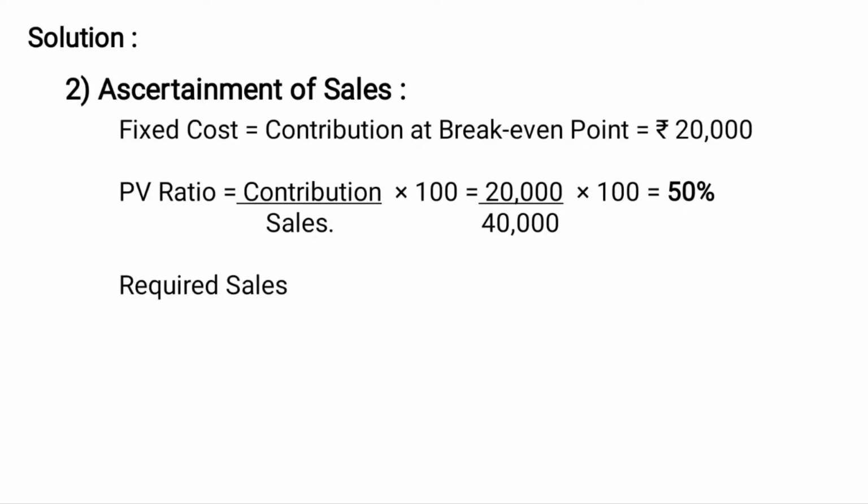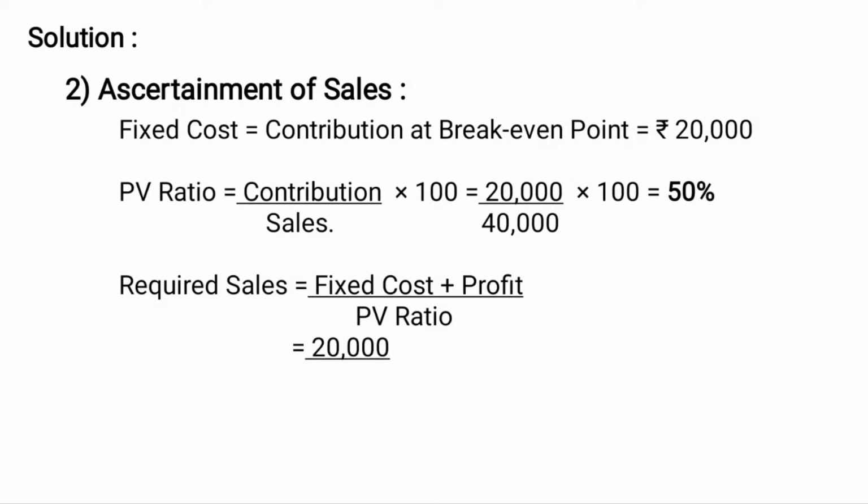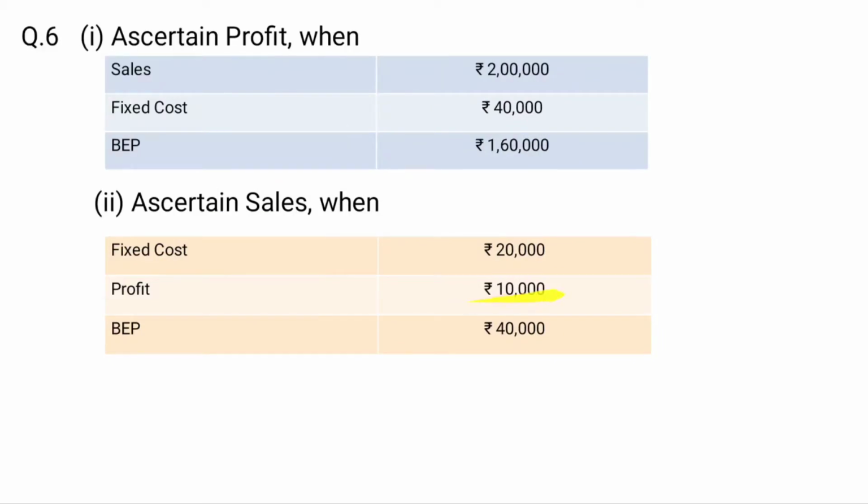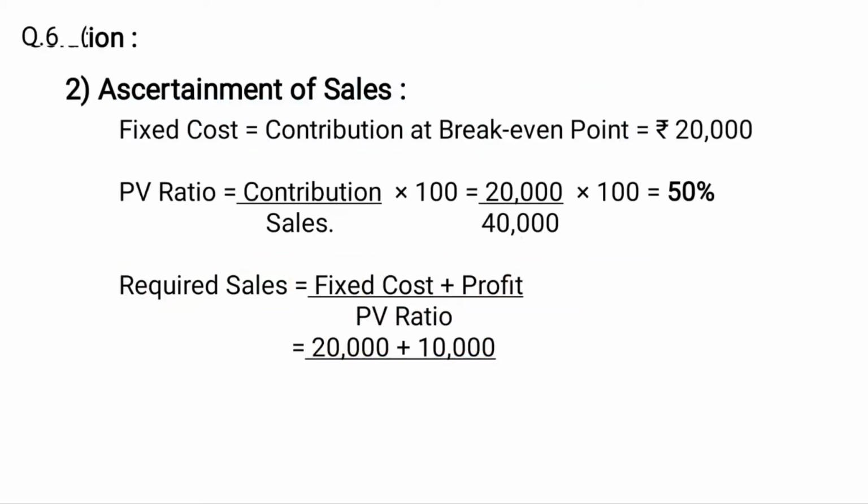Now required sales is equal to fixed cost plus desired profit divided by PV ratio. So fixed cost amount is rupees 20,000 plus profit, which is given as rupees 10,000 divided by PV ratio, which is 50%. So required sales is equal to rupees 60,000.